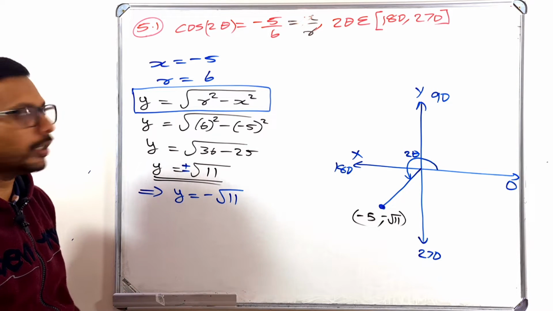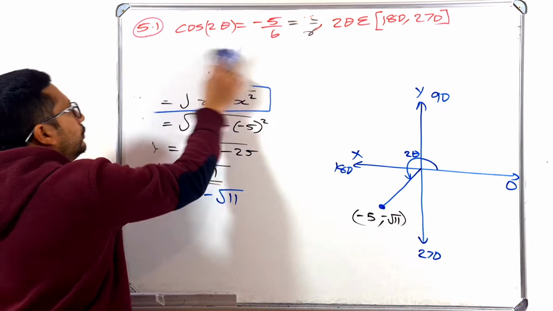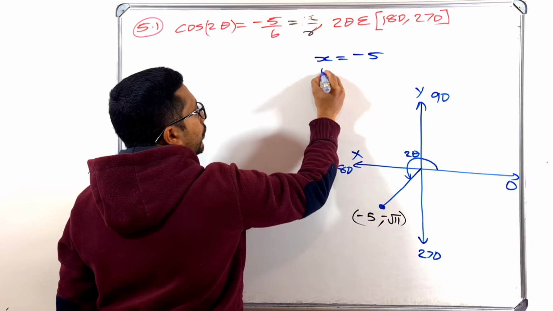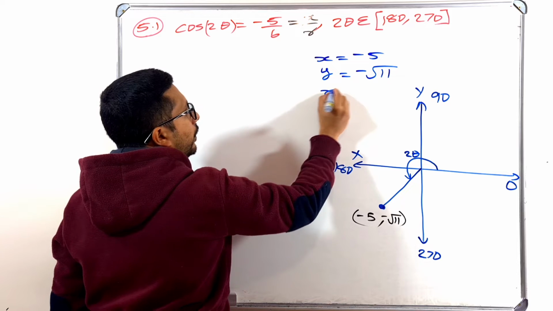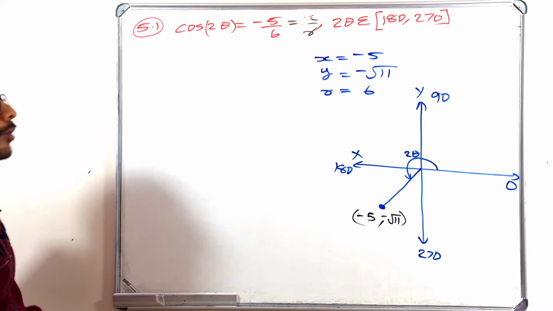Now it's easy. Let's look at the first question, 5.1.1. So what is our x value? X is equal to minus 5, our y value is minus root 11 and r is 6. What is the first question? 5.1.1.